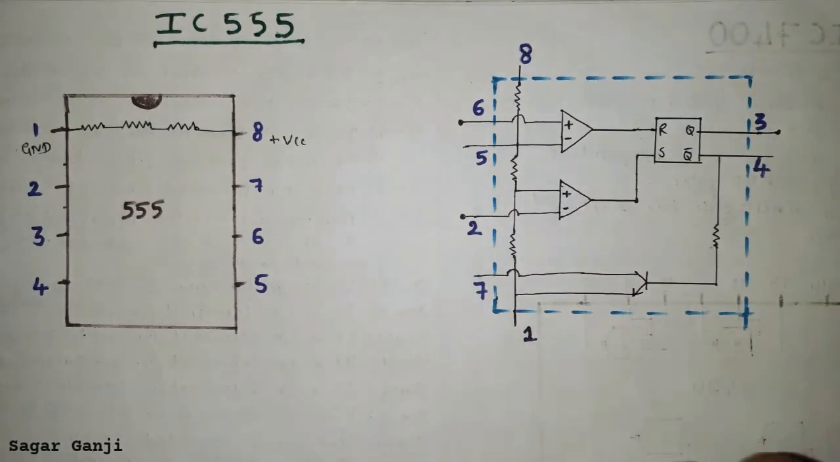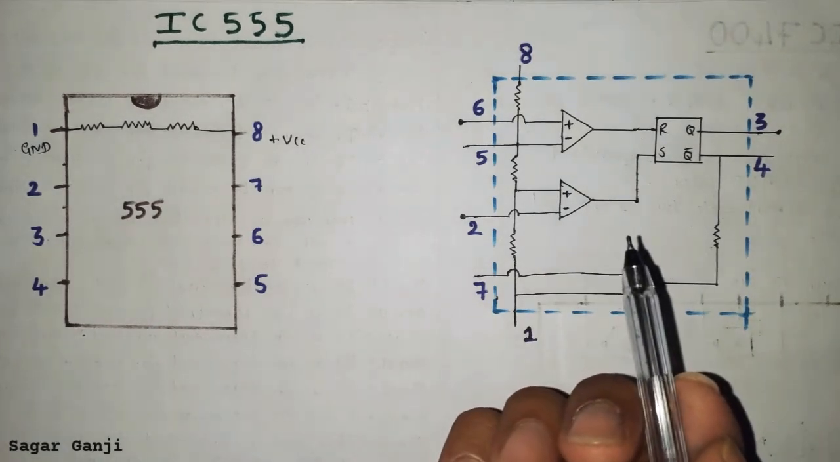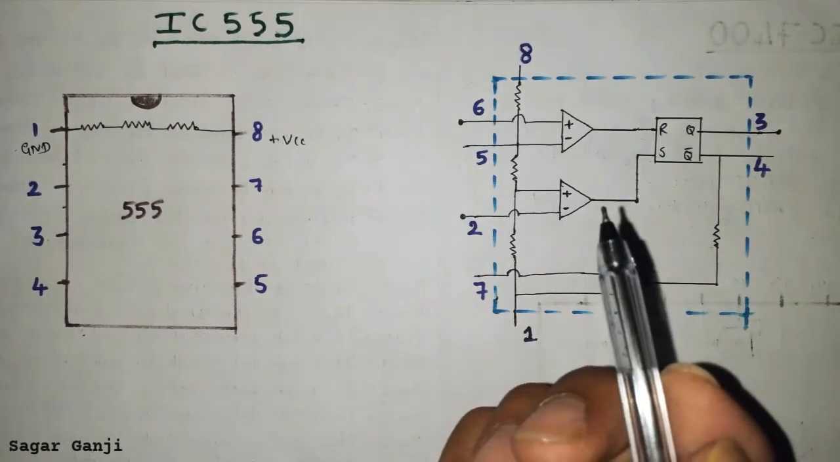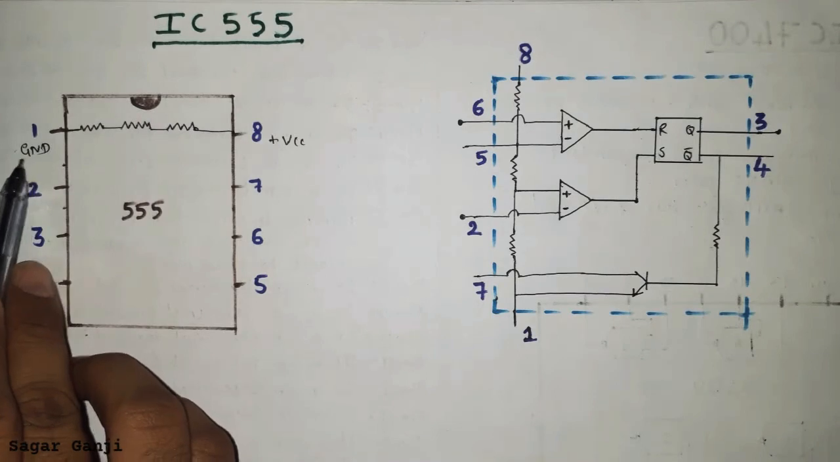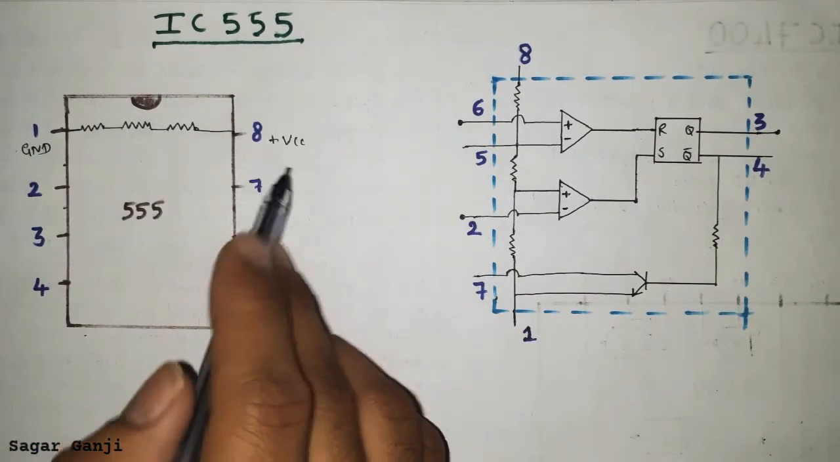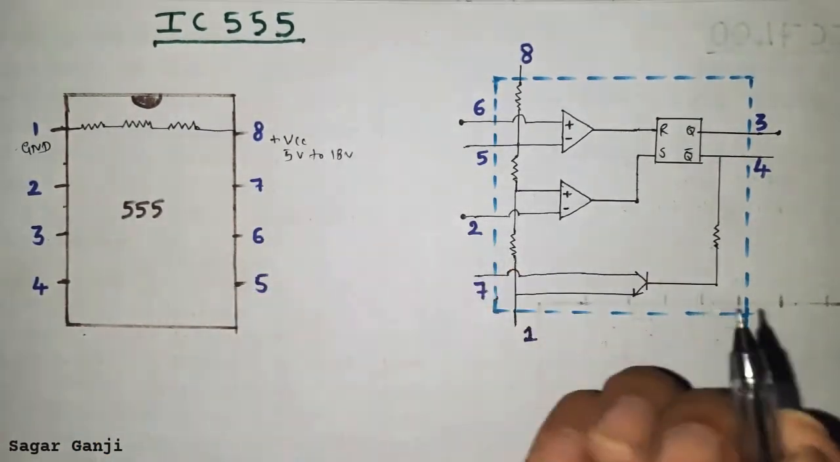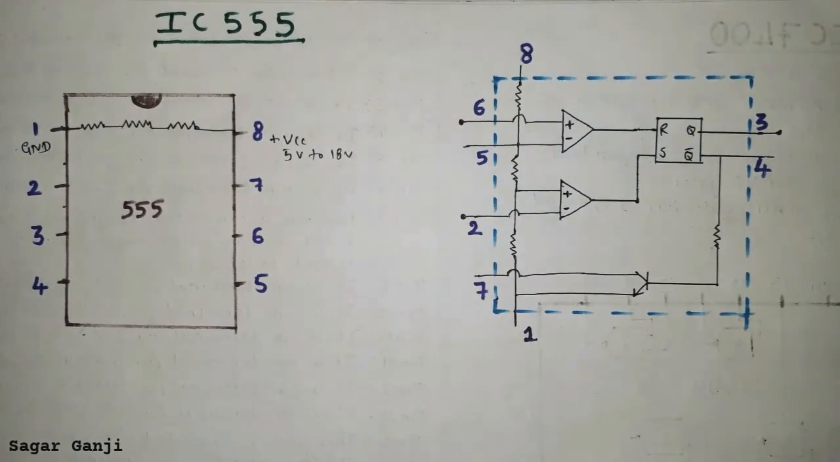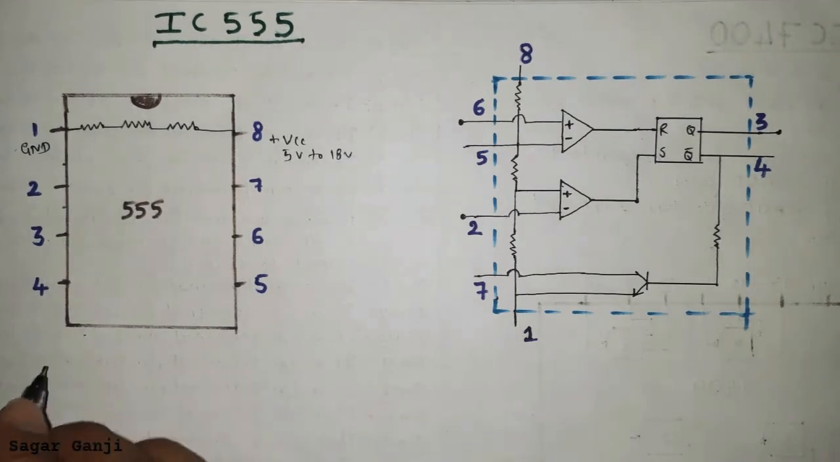To power up the IC, we should connect the power supply and we should supply ground to that IC. So pin number 1 is connected to ground and pin number 8 is connected to power supply ranging from 5 volt to 18 volt, and there are input terminals and output terminals in this IC. So let us study one by one.